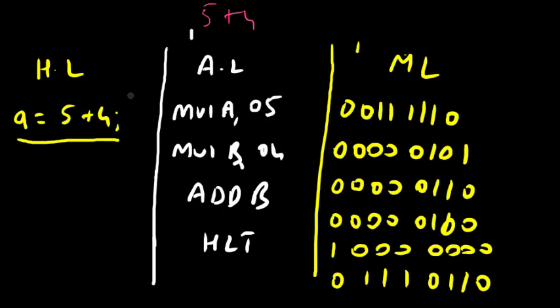So generally we write the program either in high level language or in assembly language, so that it becomes easier for us to write the programs.